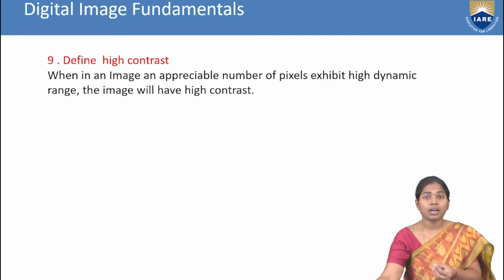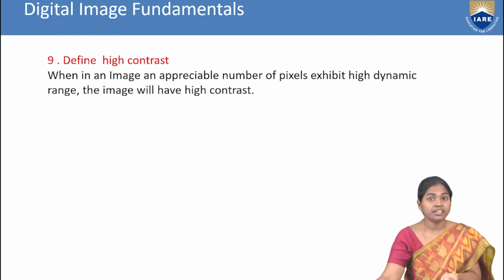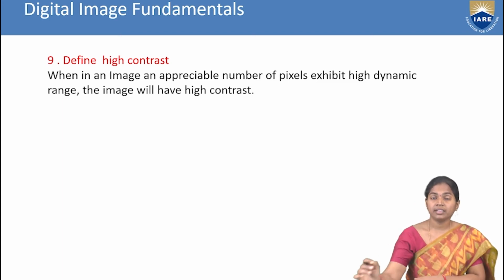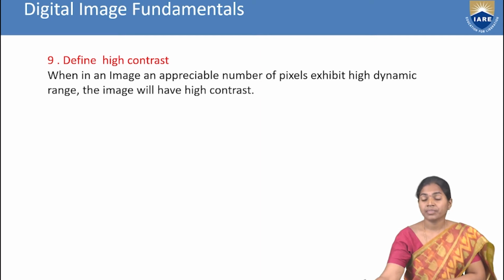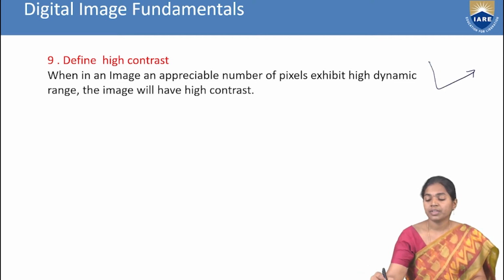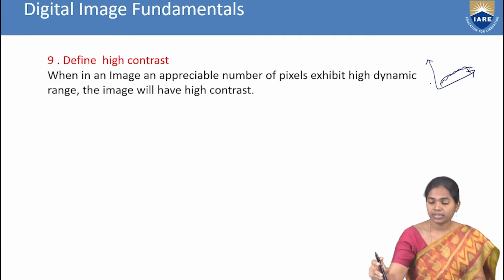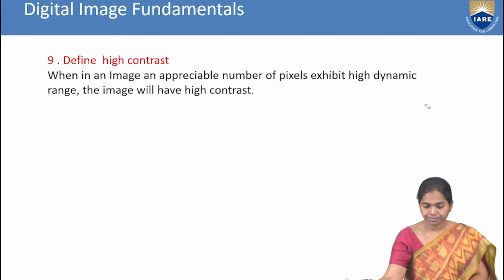Compared to other images, when a number of pixels have the maximum gray level value and the image is very clear, the contrast level is also high. High contrast means it covers the entire gray level range. In the grayscale histogram representation for high contrast of an image, it covers the entire scale.